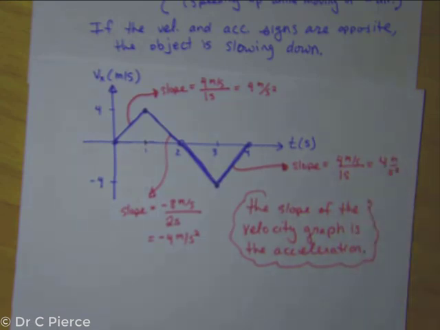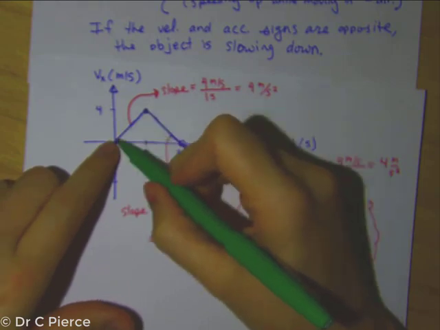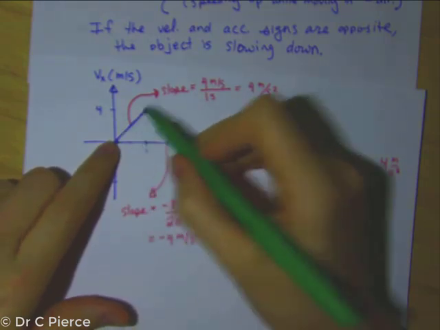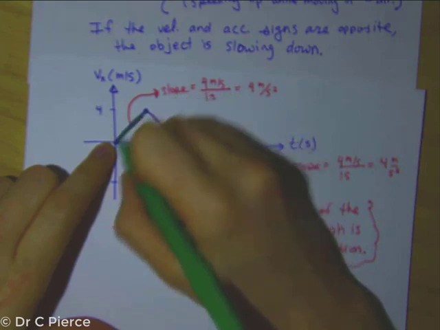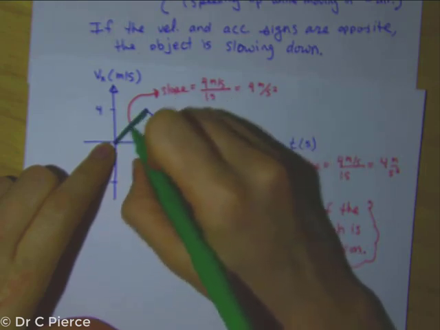So let's highlight the regions here where it's speeding up in green. And we can figure that out by looking for positive velocities with positive accelerations. So during this segment, it's a positive velocity and a positive acceleration. So I'm going to color this green, meaning speeding up.